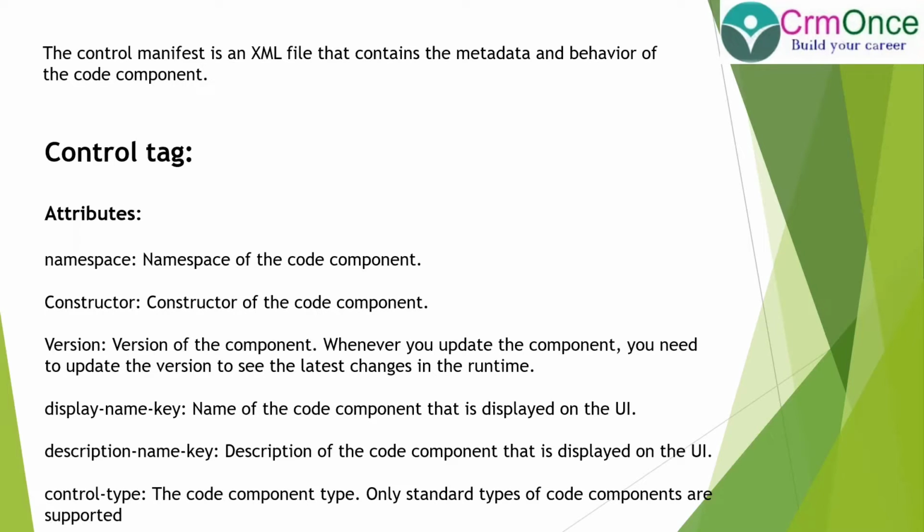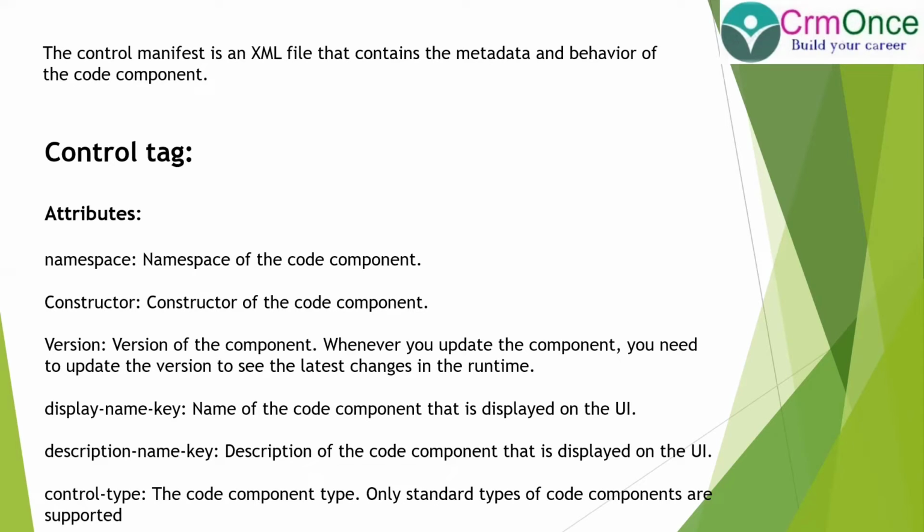Namespace is the namespace of the total control component, and the constructor is the constructor of the component, and the version is the version of the component, which you can update later. Whenever you want to make changes and publish a new version, you can change the version number. The display name is the name of the control, which displays on the UI. For description, you can write something about the control. Control type is the code component type; only standard types of code components are supported.